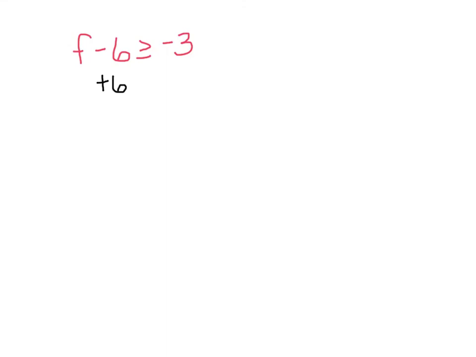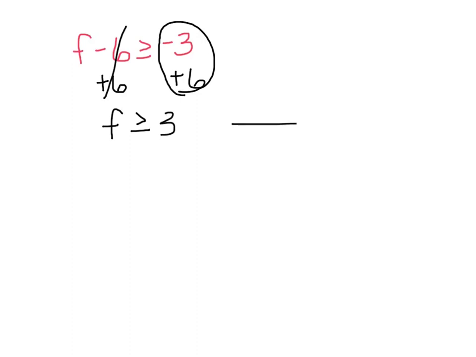Plus 6, check to make sure that it goes to 0 on the side of the variable. Copy down the greater than or equal to. Combine like terms. When the signs are different, you subtract and keep the sign of the bigger number. Draw the graph. Pay attention to whether it says greater than or not, or equal to or not. It does say equal to, so I'm going to shade that in. It's greater, and it goes to the right.